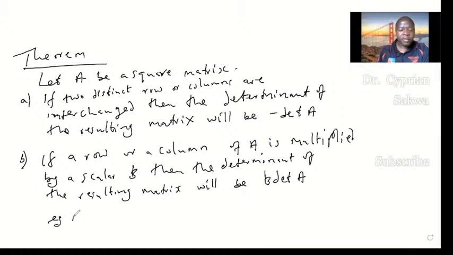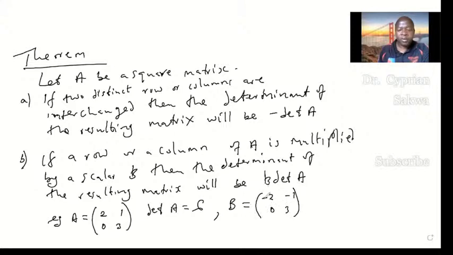E.g., let me take A to be 2, 1, 0, 3. And then the determinant of A, as you can see, is 6. Let me now multiply A by -1. I want to multiply just a row. I want to multiply the first row or the first column. Let me multiply the first row by -1 so that I have -2, -1, 0, 3. I've just multiplied the first row only, not the entire matrix.